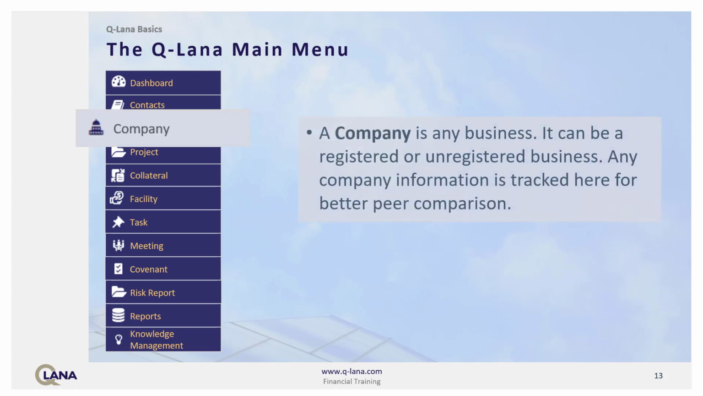Companies are the business entities. They can operate as registered or unregistered companies. Any company information such as contact details, location, financials, products, or business history is tracked. QLana allows you to compare data across companies and monitor the development of the company over time.